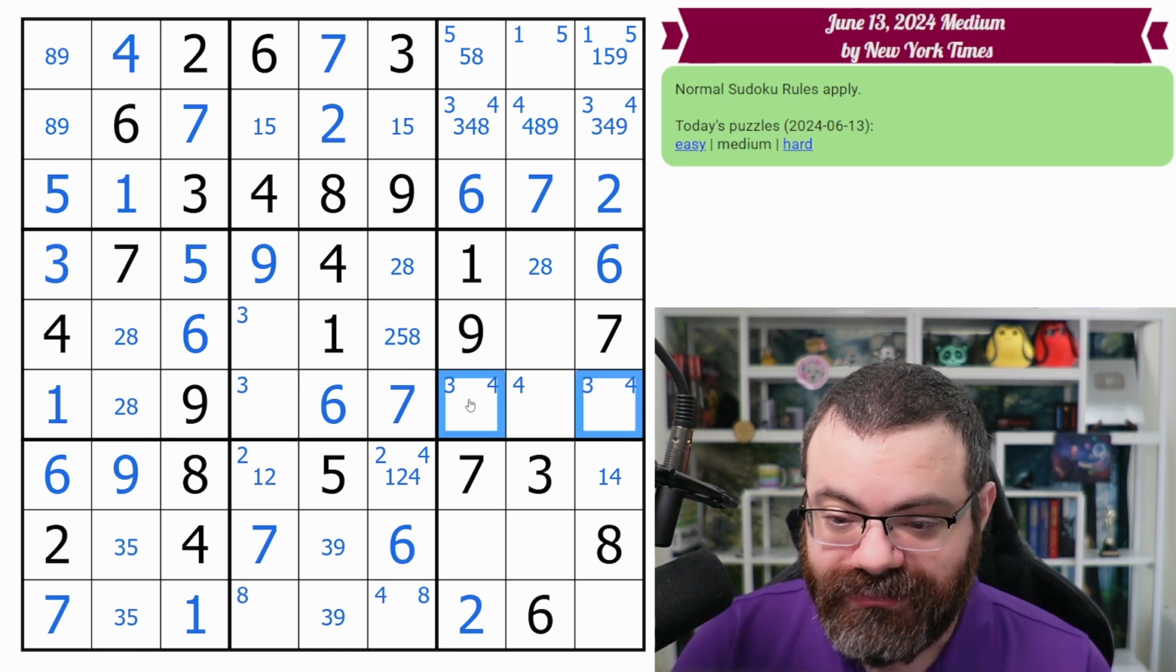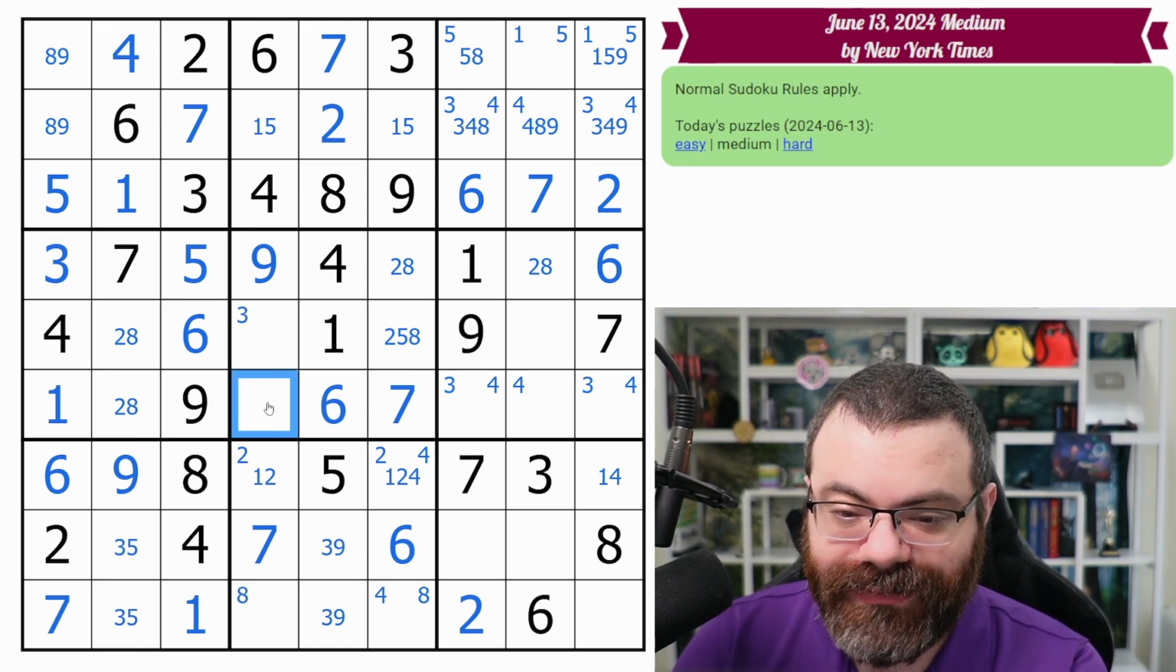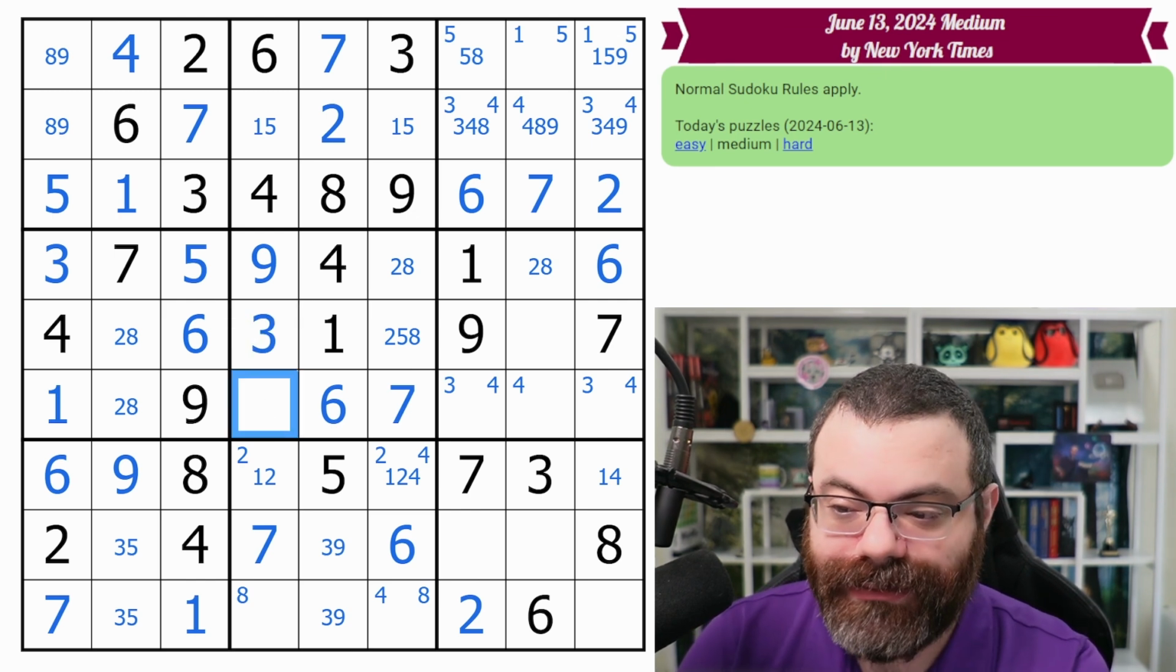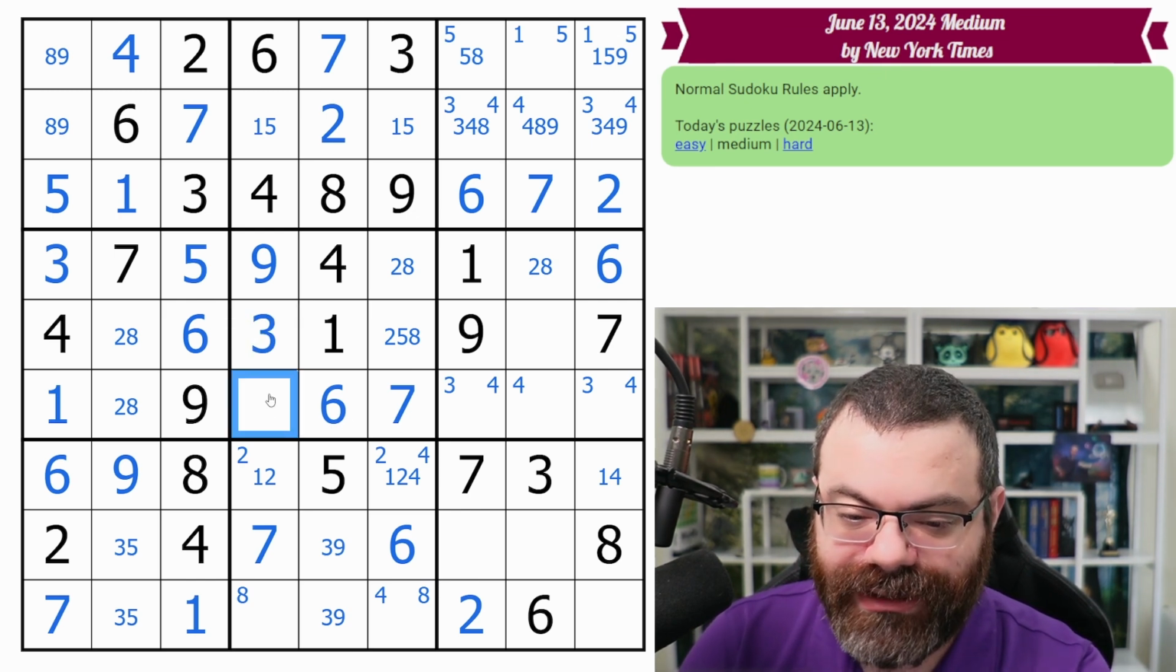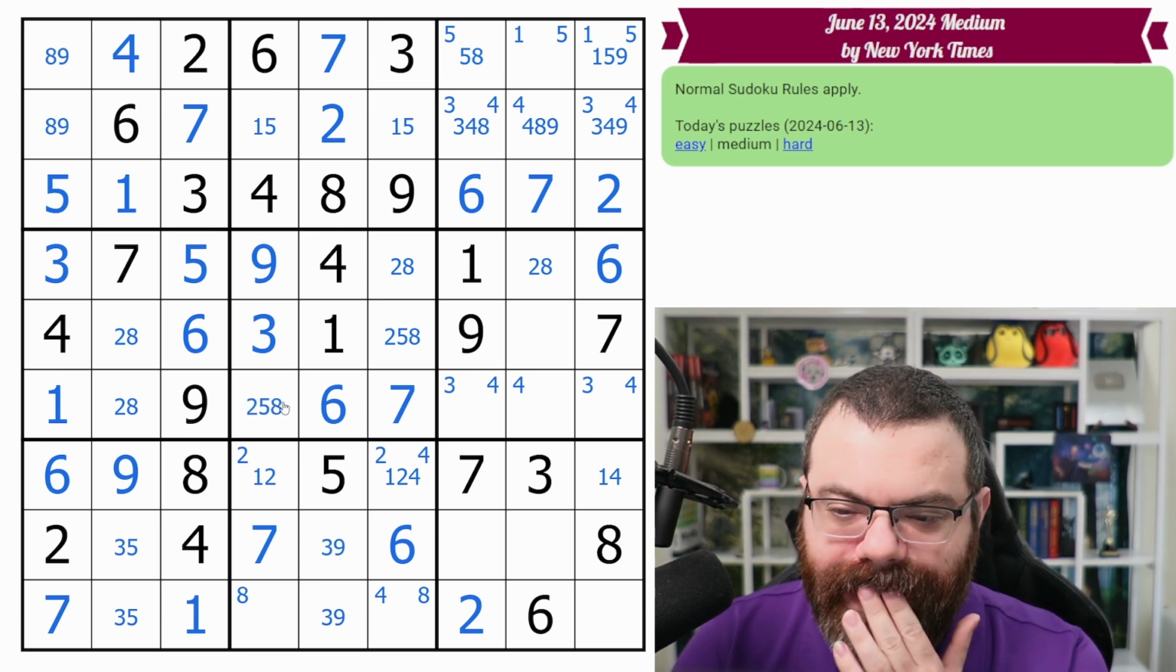Oh, remember these 3s pointing in? This can't be a 3. So actually 3 is placed in this box. Almost missed that. That's a hard scan, to just rescan your pointing. That can be very easy to miss, I guess I should say. This is down to 2, 5, 8.